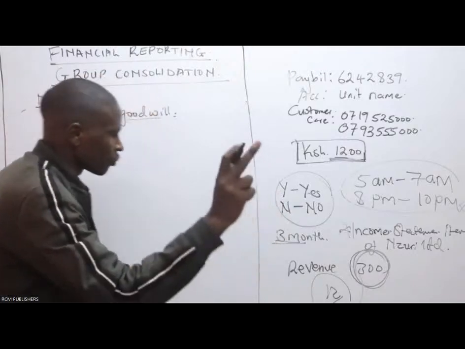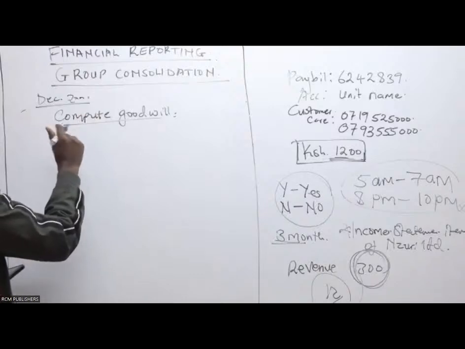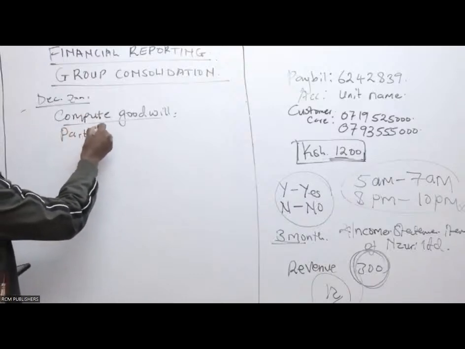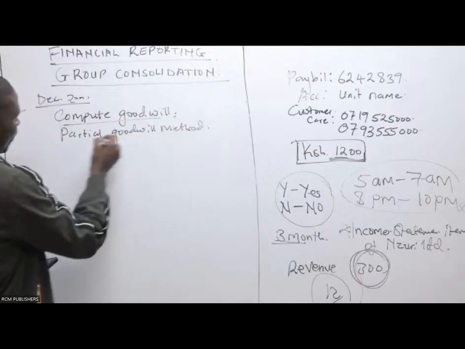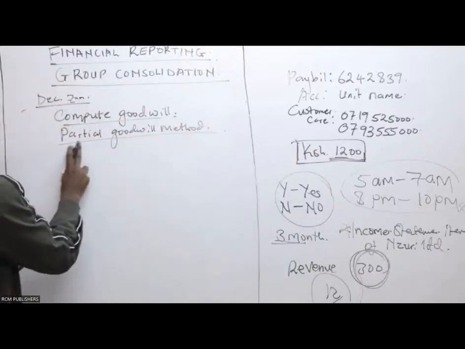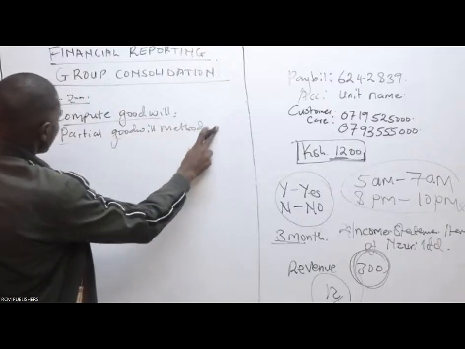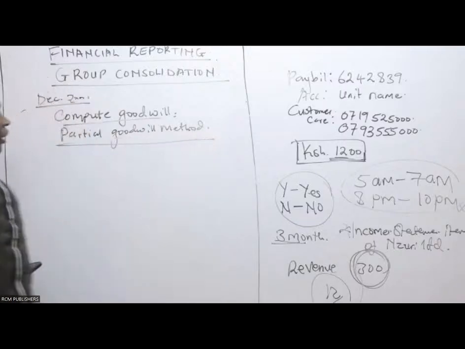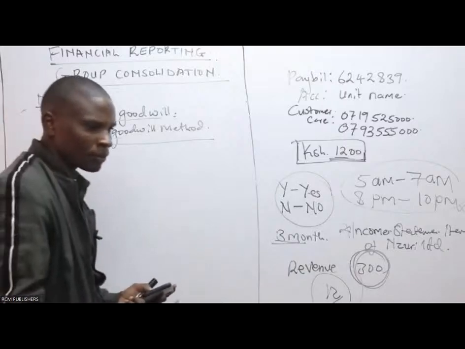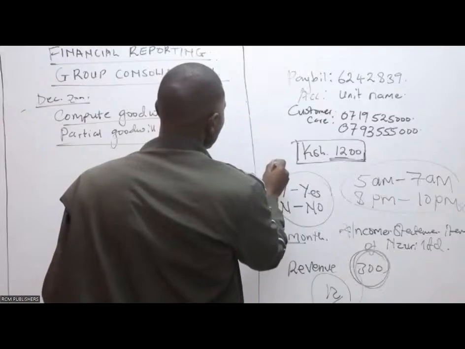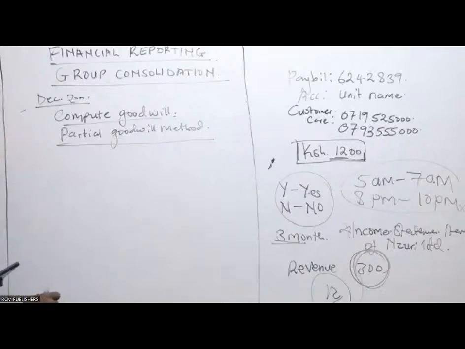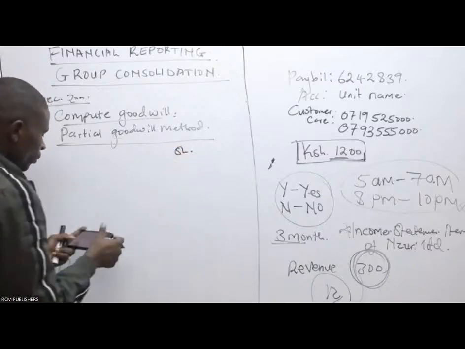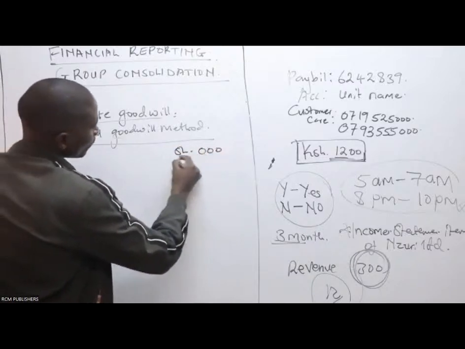Partial goodwill method. Thank you very much, Yvonne. Partial goodwill method. Thank you very much. Also, David. Thank you, David. Now, for the partial goodwill method, we are going to have sharings in thousand.